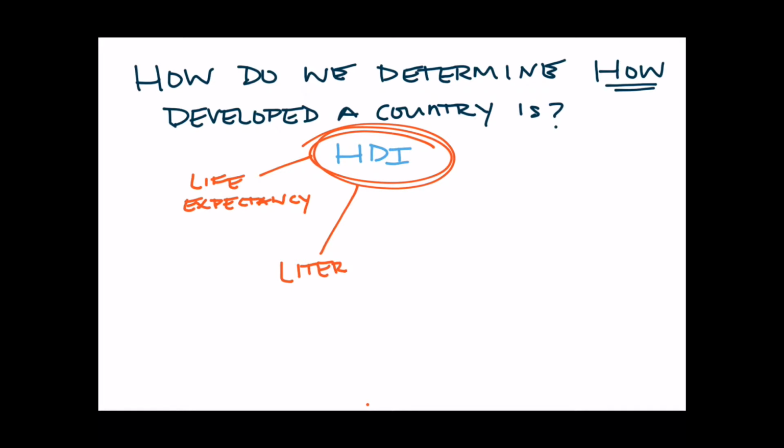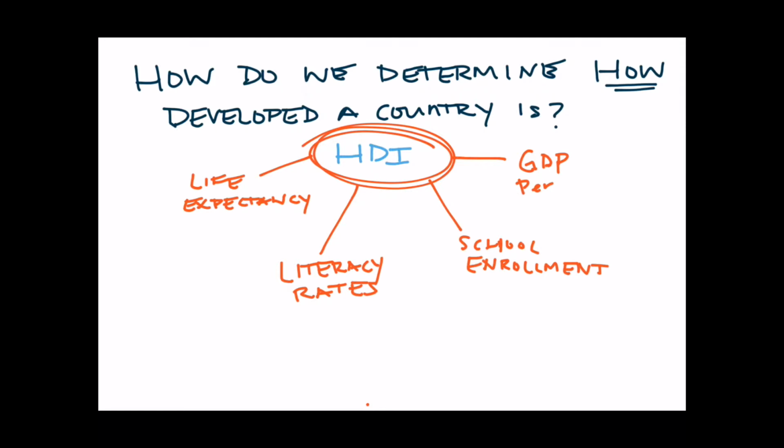We are also going to look at the literacy rates of people living there, which means how many people can read and write. We're going to look at school enrollment, so how many students of school age are actually students? Are they enrolled in school? And then we're going to look at the GDP, particularly the GDP per capita.